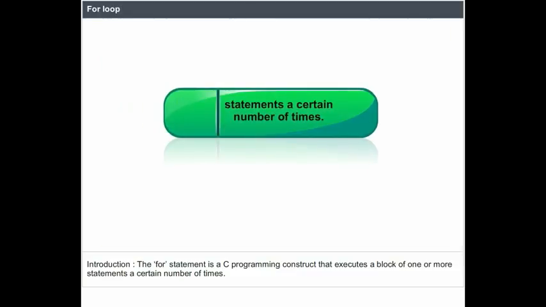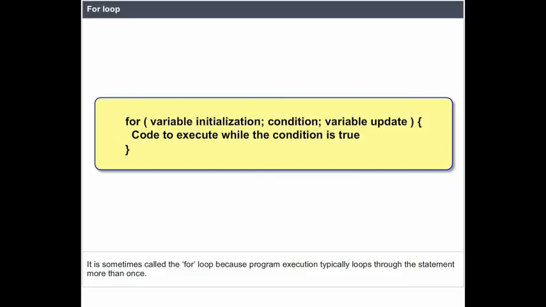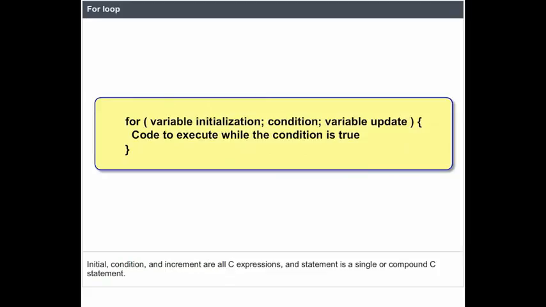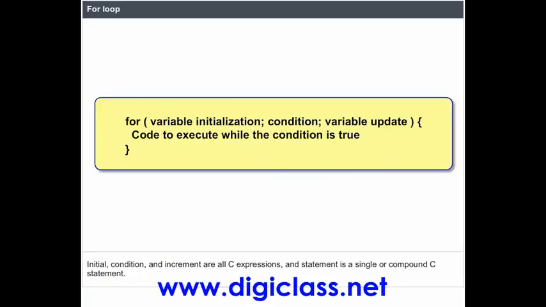For loop. Introduction. The for statement is a C programming construct that executes a block of one or more statements a certain number of times. It is sometimes called the for loop because program execution typically loops the statement more than once. A for statement has the following structure. Initial, condition, and increment are all C expressions, and statement is a single or compound C statement.